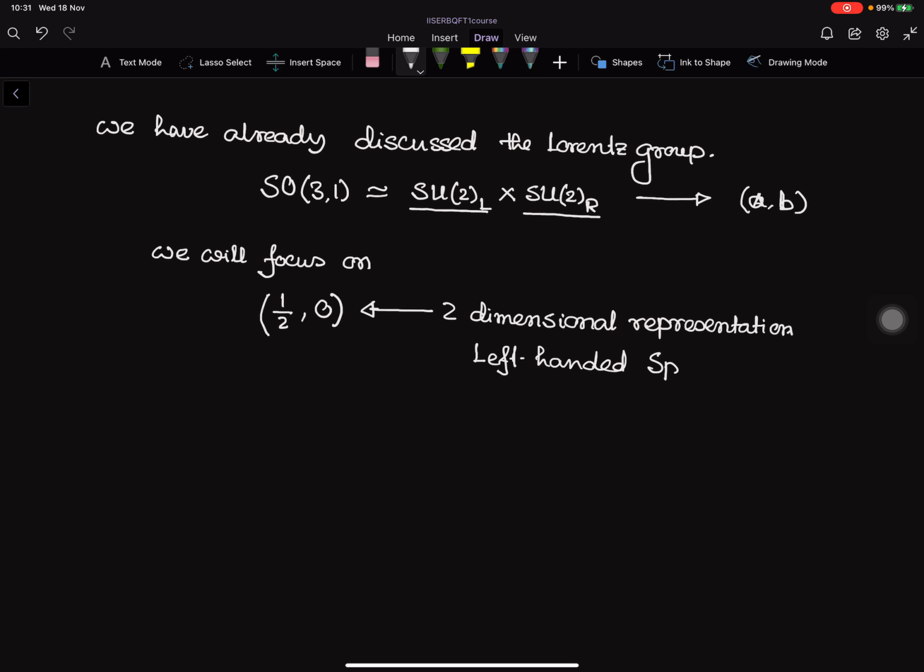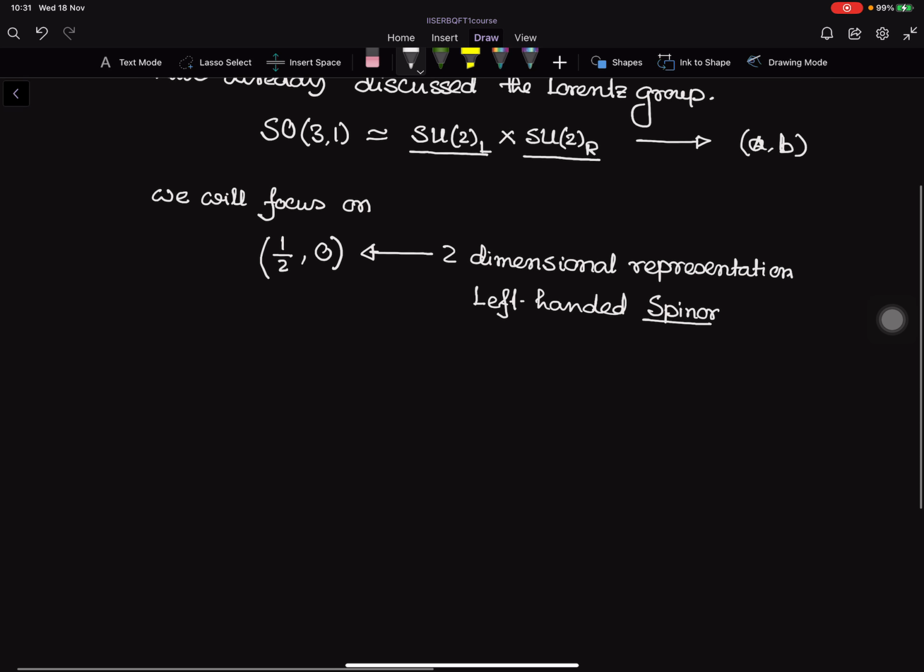The name spinor is for this particular representation. This two-dimensional representation is denoted, let's say, by lambda alpha, where alpha takes values 1 and 2. Often this is also denoted with this angle bracket notation. In modern high energy physics, these two things are the same thing.